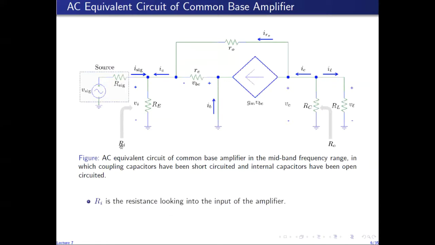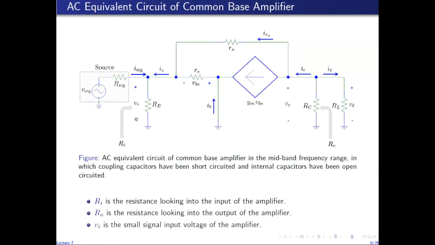So Ri labeled here is the input resistance of the amplifier. This is the input port. The port which is made up of this emitter terminal and ground is the input port. So the resistance seen looking into the input port is the input resistance of the amplifier. This here is the output port. Before the load, the collector node and the ground make the output port. So the resistance seen looking into the output port is called R naught, and Vi is the voltage at the input port of the amplifier. So it is called the small signal input voltage of the amplifier.